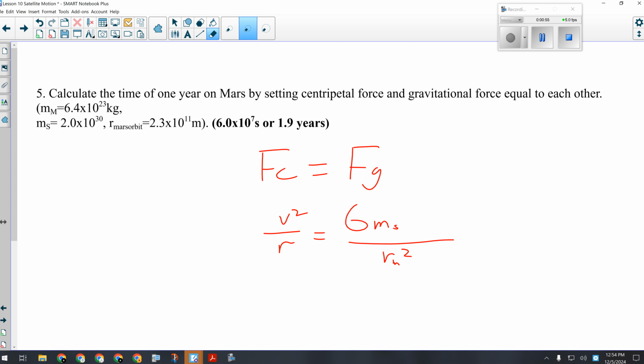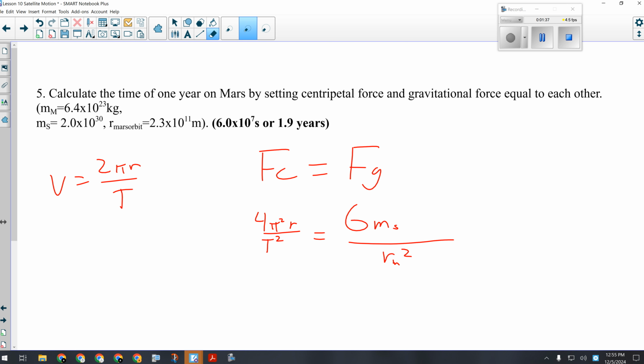I'm looking for period, not for speed. So I do need to do a substitution here, or do this in 2 steps, find v and then solve for T. I don't like that. I like to just substitute. So v is going to equal 2 pi r over T. I'm going to take the v squared out of there and put in 4 pi squared r squared over T squared. So I've squared that formula and plugged it in for v. Since I have r squared on the top and an r on the bottom, they will cancel, and I'll be left with just an r on the top.